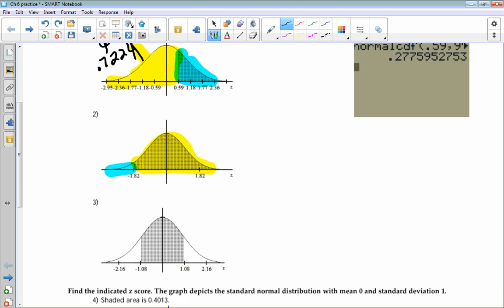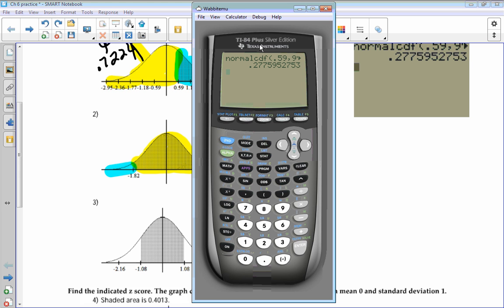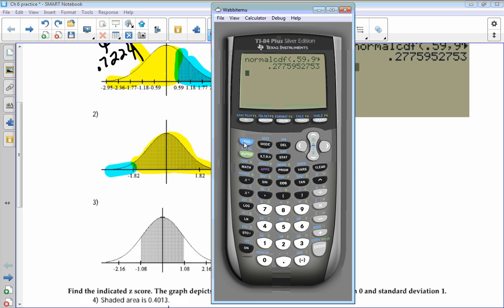I can also, though, use my calculator again. I'm going to go again, second distribution. We're going to cursor down to normal curve. We're going to say my lower limit now, all the way at the end, is negative 99999. We're going to cursor down, and the upper is negative 1.82. I can do that. And if it does that, I'm going to get this area down here. Then I could subtract it from 1.